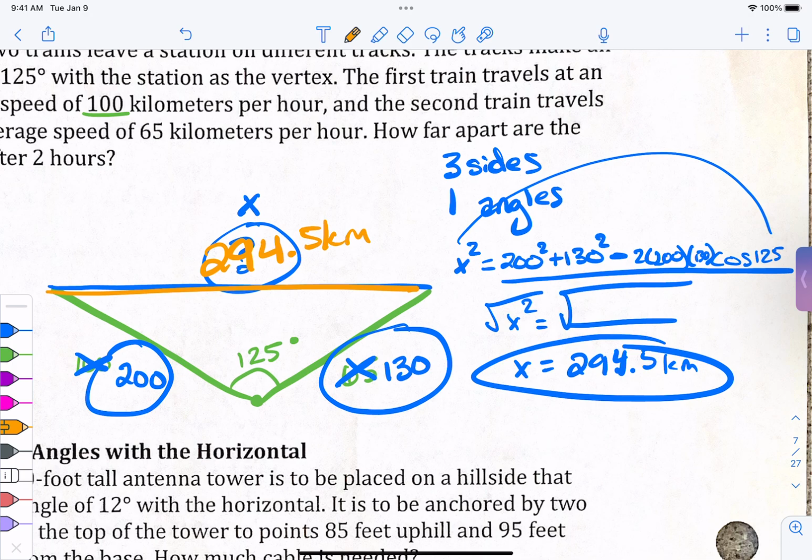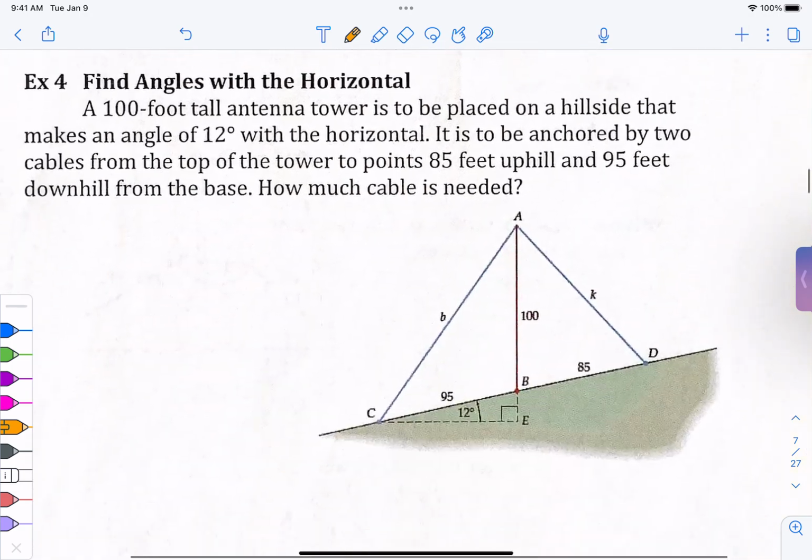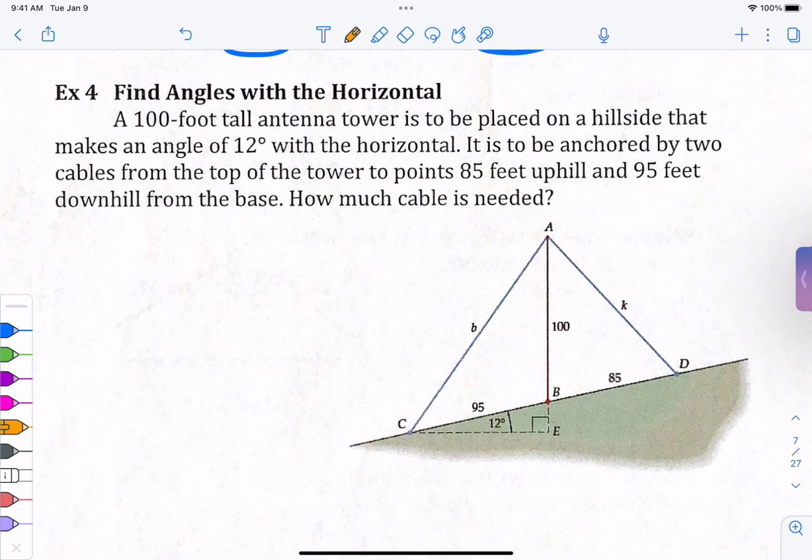I almost like the story problems better than the other ones because we're only solving for one side, so we don't have to keep going. Even though they don't give us the diagram to begin with, which kind of sucks, they give us something easier. This next story problem I'm not going to like because we have to do a bunch of stuff.